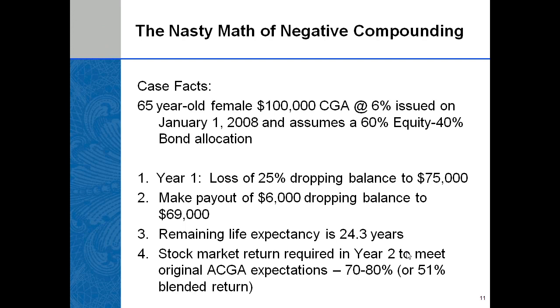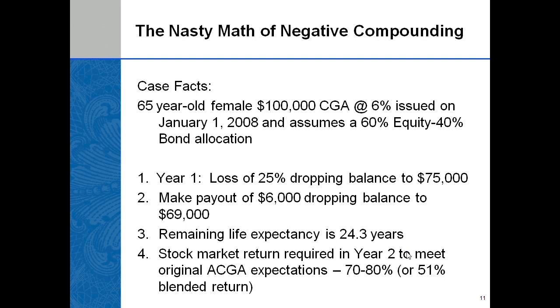Let's assume that you wrote a 65-year-old female a $100,000 CGA at 6% on January 1st of 2008. I could have been a real jerk and made that October 1st, 2008, whatever, but I'm just making a point. January 1st, 2008, and assume a 60% equity, 40% bond allocation. That is the average charity that we work with out there. I'm doing annual end-of-period payments. It could be worse with quarterly payments.